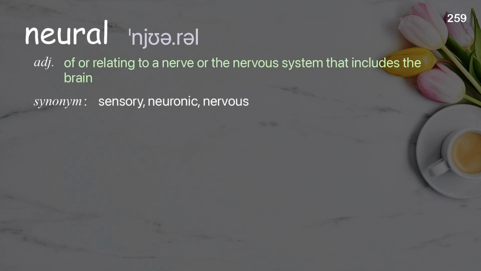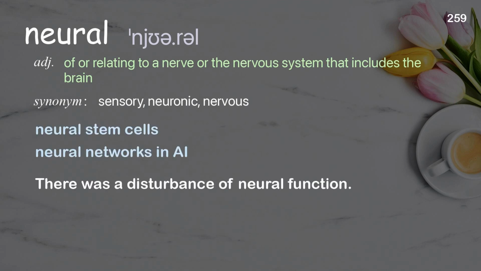Neural. Of or relating to a nerve or the nervous system that includes the brain. Examples. Neural stem cells. Neural networks in AI. There was a disturbance of neural function.